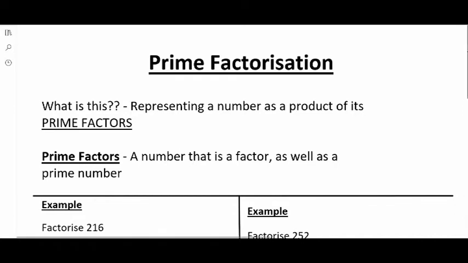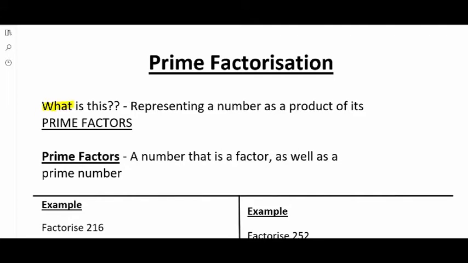Prime factorization. What on earth is this? Guys, please, if you don't know what something is in maths, Google it. Actually, that goes for anything, not just maths. Just Google it. If you type in prime factorization or what is prime factorization on Google, I'm telling you now, you will get the proper definition for it. You don't have to come here, let's be honest.